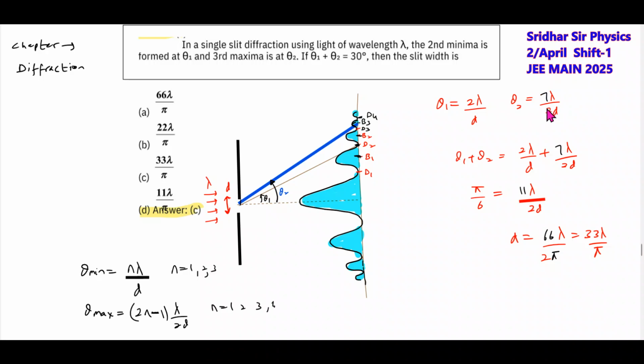Okay, agreed. It will be like this, plus 1. Put n equal to 1, it will be 3, n equal to 2, it will be 5, n equal to 3, it will be 7 lambda. This is a generalized formula. So this is for theta 2 here. So theta 1 plus theta 2 equal to 2 lambda by d plus 7 lambda by 2d. This total angle is 30 degree. This only we are writing as pi by 6. I think now solve it. 11 lambda by 2d equal to pi by 6.